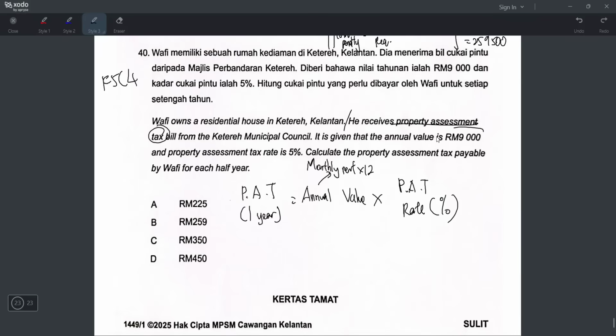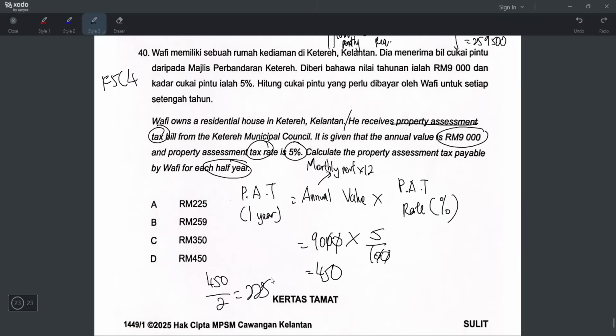It is given that the annual value is 9,000. So put in 9,000. And then times the property assessment tax rate, which is 5%. Put in 5 over 100. Calculate the property assessment tax payable for half year. Okay, no problem, we find for 1 year first. 9,000, can cancel, cancel. So I get 450. Okay, 450 is among the answers here, right? But don't circle 450. This one is for 1 year. I want half year. So I have to take 450 divide by 2. So the answer should be 225.